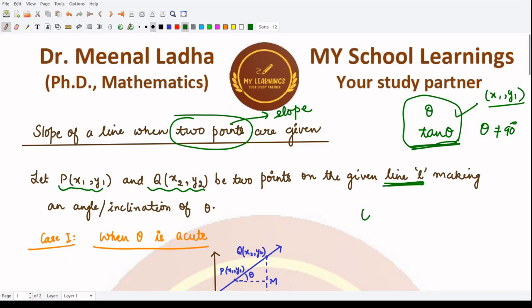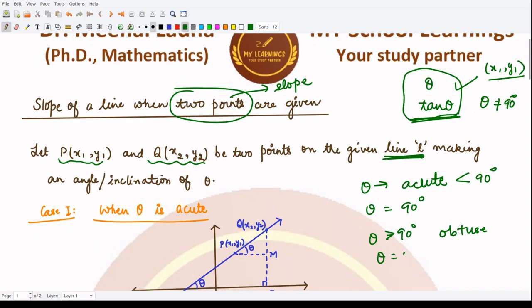So now we have 3 cases. Whenever this angle is acute, that means it is less than 90 degrees, right? If the angle is equal to 90 degrees, or if this angle is greater than 90 degrees, that means it is obtuse, correct? And if your angle is 180 degrees, that would be equivalent to talking about 0 degrees, which is included in this case.